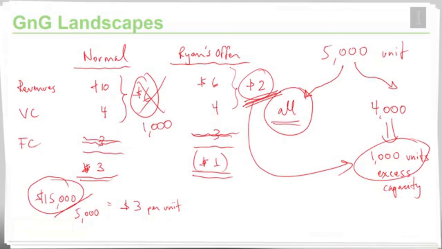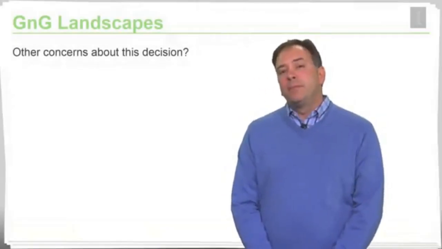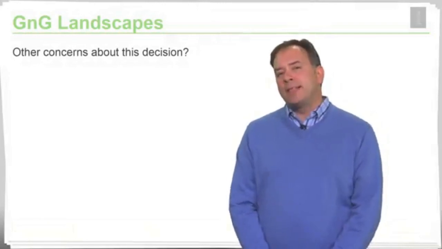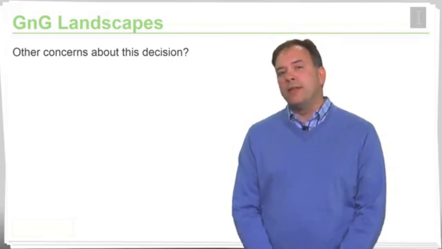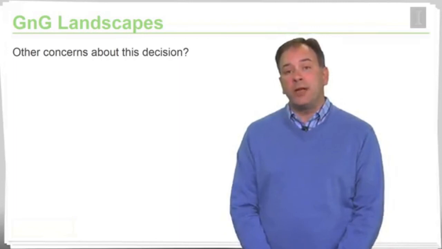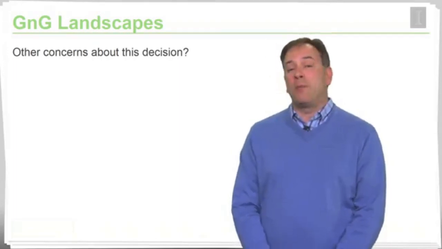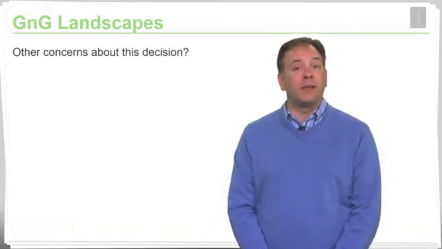So let's have a checkpoint to make sure that we're all on the same page on this analysis. Are there other concerns about this decision that we need to be thinking about? Of course. One is the precedent that we set by accepting a lower price than normal. If other customers caught wind of our ability to change the price in response to a customer's request, they might hold out for a better price in the future. And of course, that has some negative implications for our profitability.